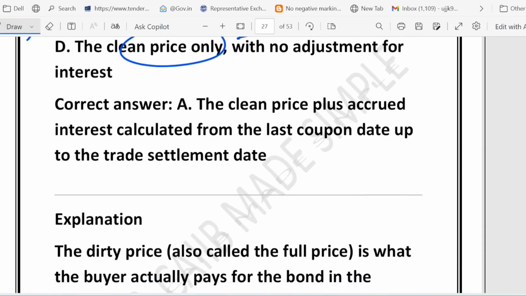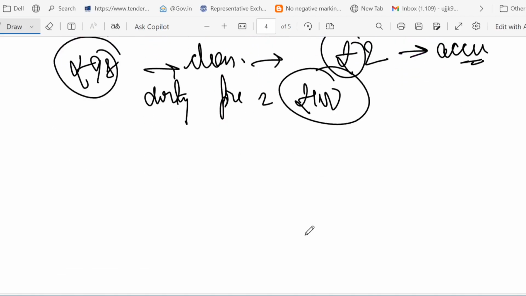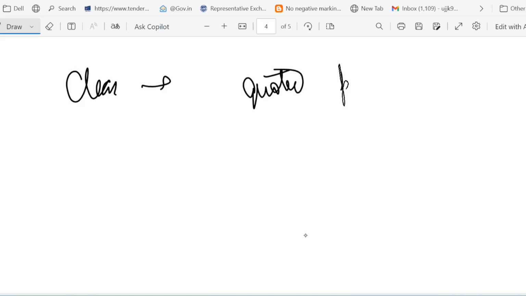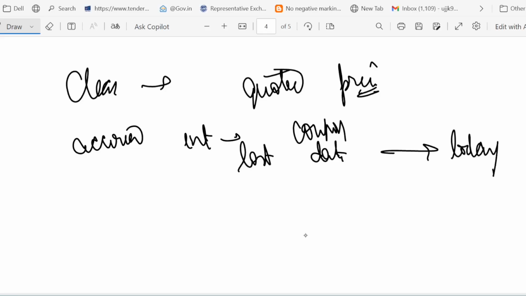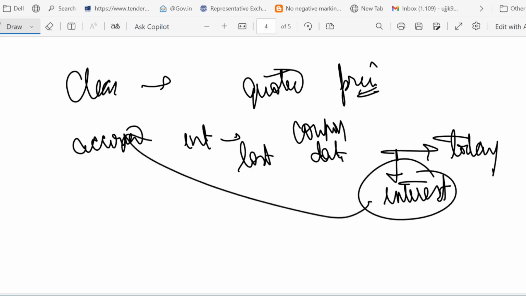So friends, let's summarize the key points we have covered here. Whenever you see this word clean price, just remember it is the quoted price of the bond, what they have quoted. And then you will see the word accrued interest. Accrued interest means interest earned since the last coupon date till today, right? So from the last coupon date until today, how much interest you have earned, that interest is what we call accrued interest.